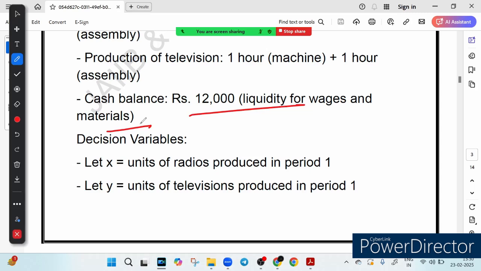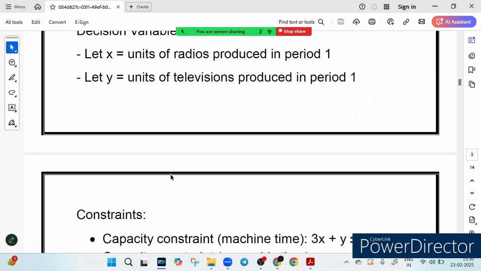What is the goal? The goal here is to find the best production mix. Should firm A make more radios or TVs? How much of it should they produce to maximize profit while staying within their limits? So this is our goal, this is our objective function.